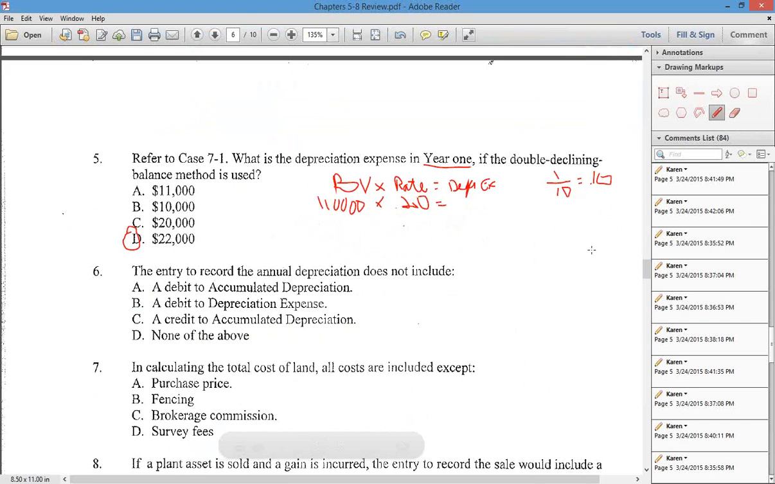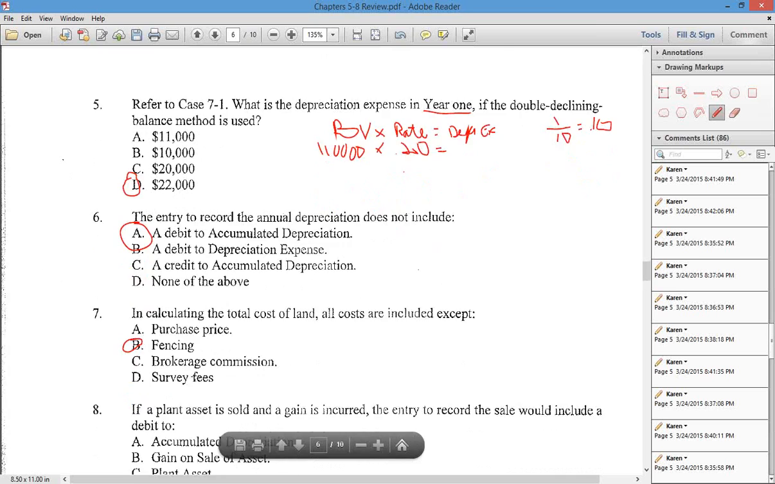Okay, 6. We need to zip through these so that you just have some review. The entry to record the annual depreciation does not include a credit to accumulated depreciation? It always includes a credit. On 7, to calculate the total cost of land, fencing happens to be a land improvement, not part of the cost of the land.